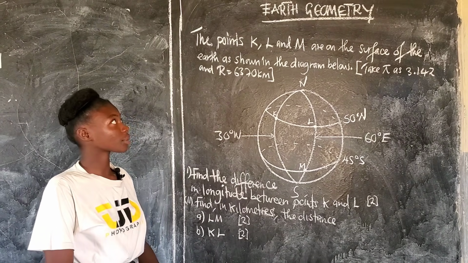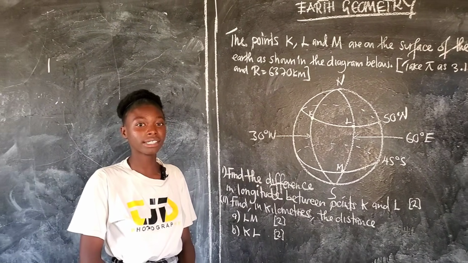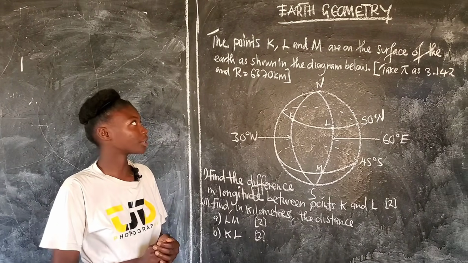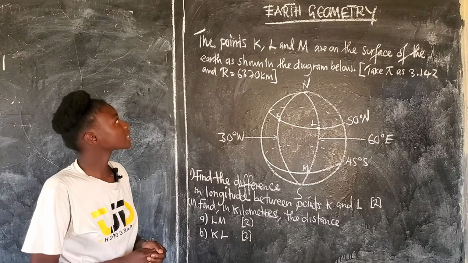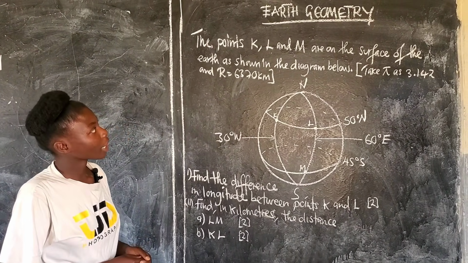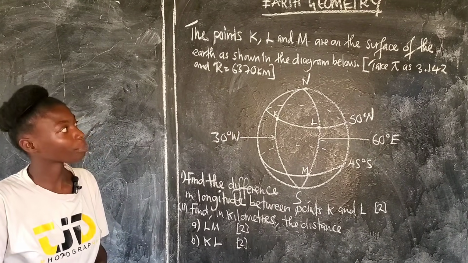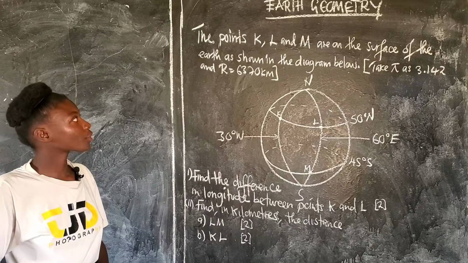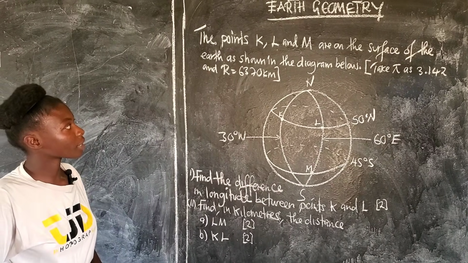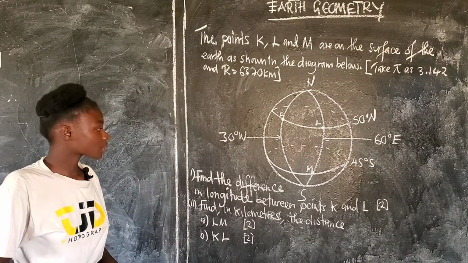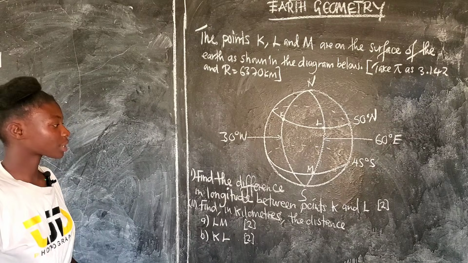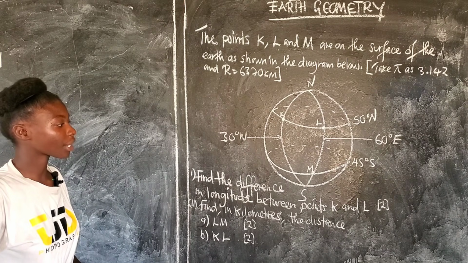We are going to revise a question that came in 2019 GCE under Earth Geometry. The question reads, the points K, L, and M are on the surface of the Earth as shown in the diagram below. Take pi as 3.142 and radius 6370 kilometers. The first question reads, find the difference in longitude between points K and L.